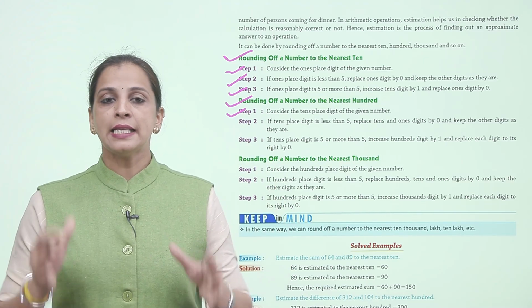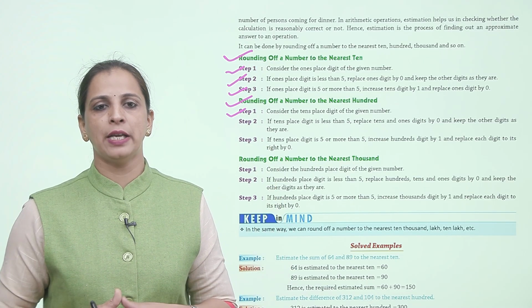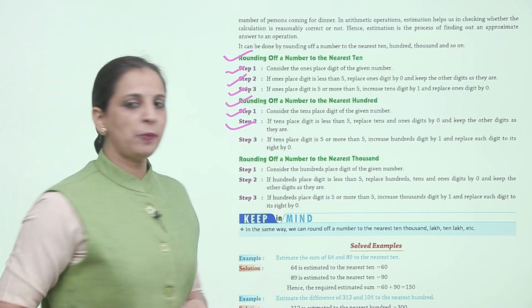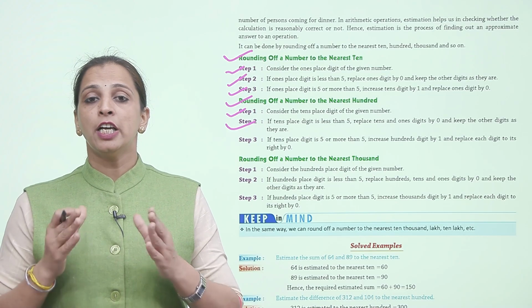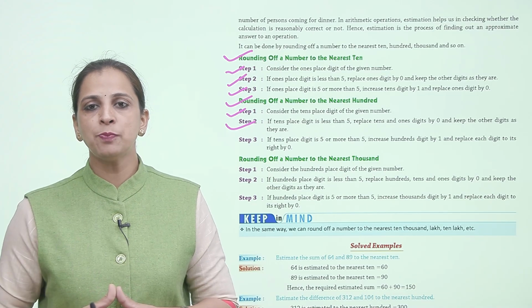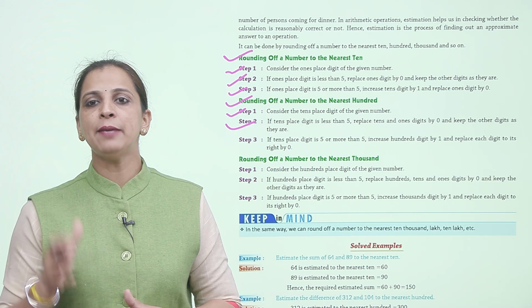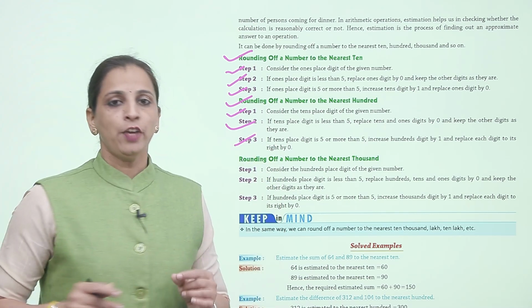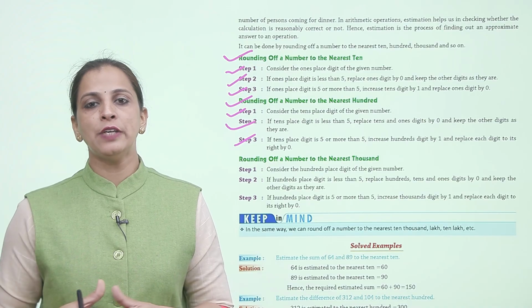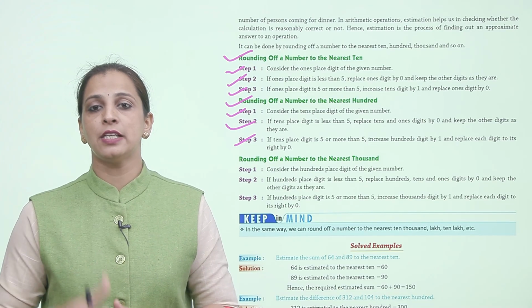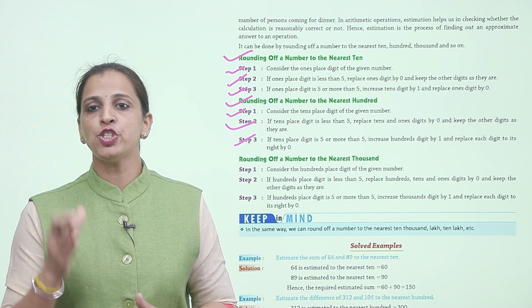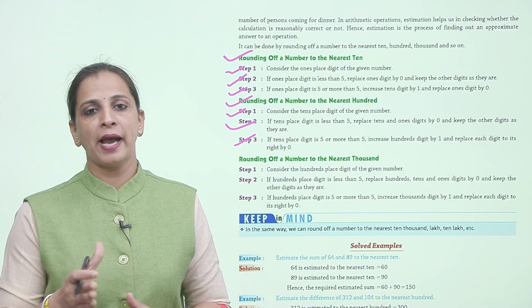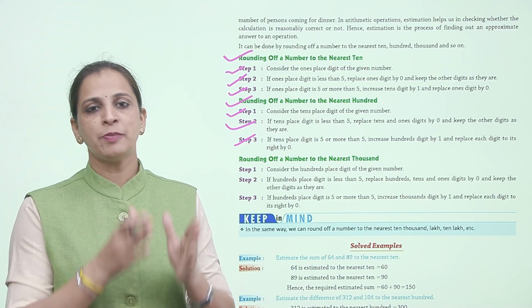Now next is rounding off a number to the nearest 100. Step 1. Consider the tens place digit of the given number. Step 2. If tens place digit is less than 5, replace tens place and ones place digit by 0 and keep the other digits as they are. Step 3. If tens place digit is 5 or more than 5, increase 100 place digit by 1 and replace each digit to its right by 0. That is ones place and tens place.